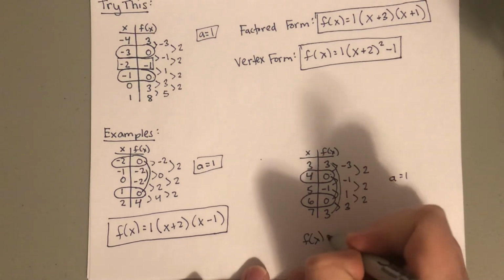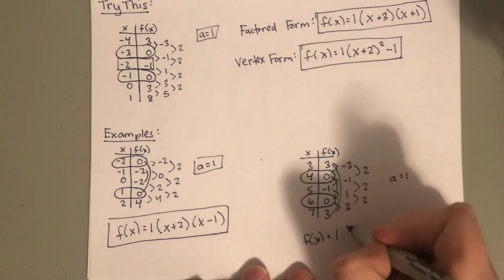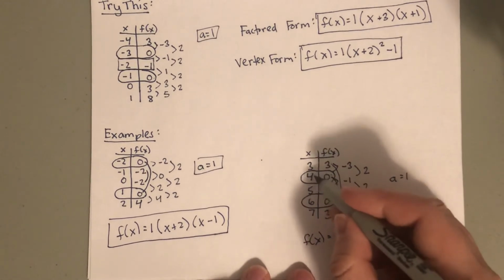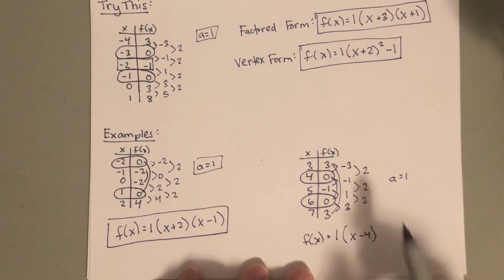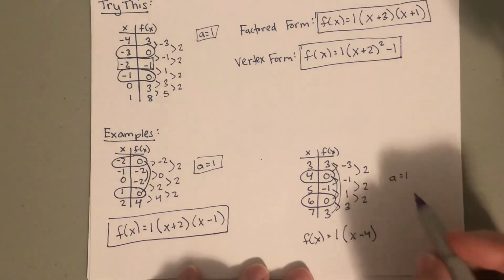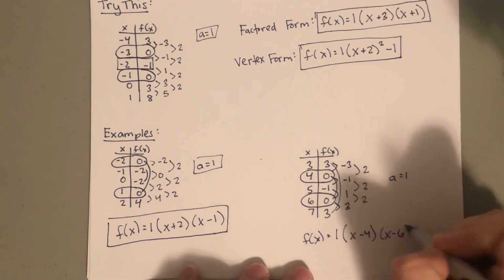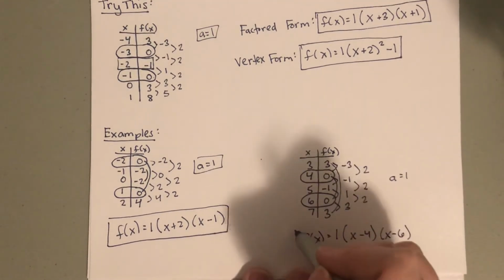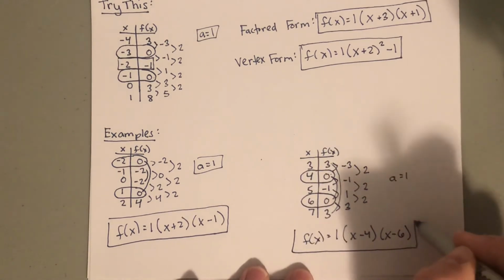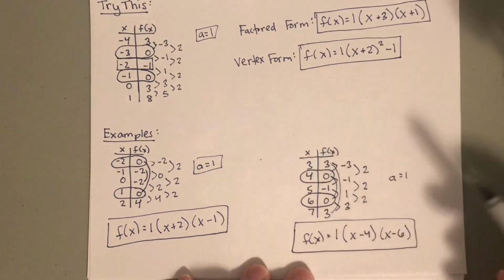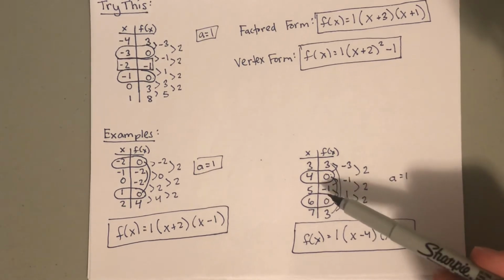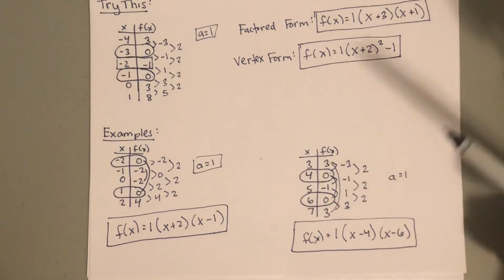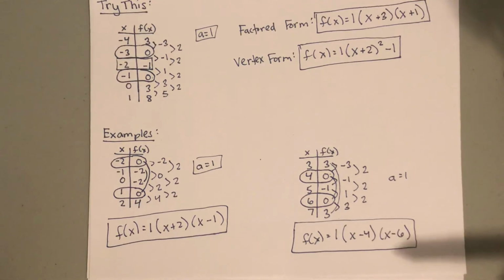So my function would be 1. And then my first solution is +4, so I'm going to say x minus 4. My other solution is +6, so I'm going to say x minus 6. And that is this function in factored form. Remember, we also could have written it in vertex form if we wanted because we do have the vertex right here. But since this video is about factored form, I'm just going to write it in factored form.